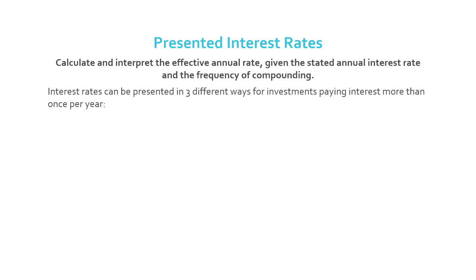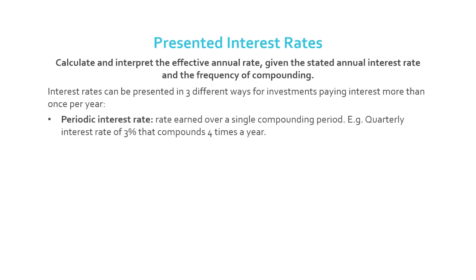So interest rates can be presented in a couple of different ways. The first is the periodic interest rate, whereby we're given the interest rate earned over a single compounding period. For example, if we are compounding quarterly, we might get the interest rate presented as 3% interest per quarter, compounded quarterly. And so we're getting 3% 4 times a year, essentially. Now, if we wanted to convert that into some sort of annual rate, how much interest are we earning per year? There's a couple of ways we can do this.